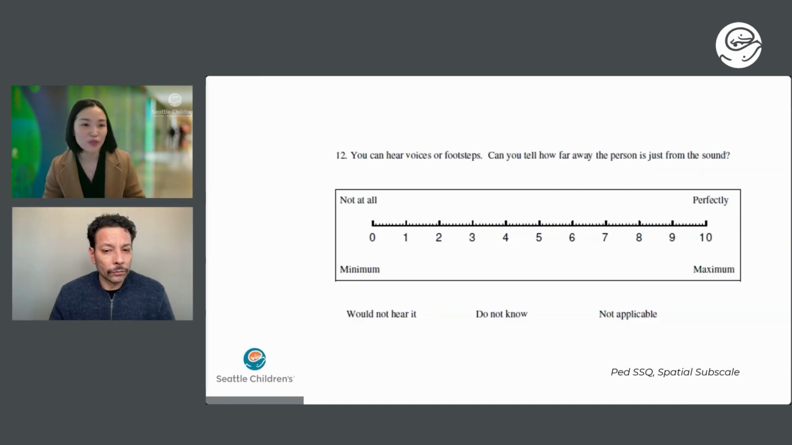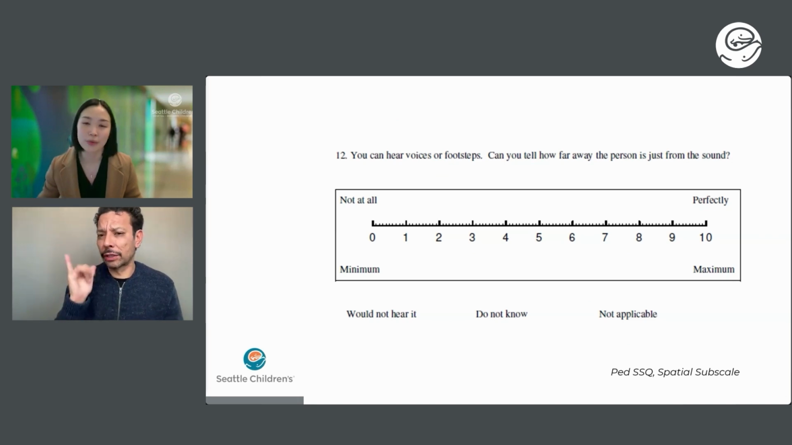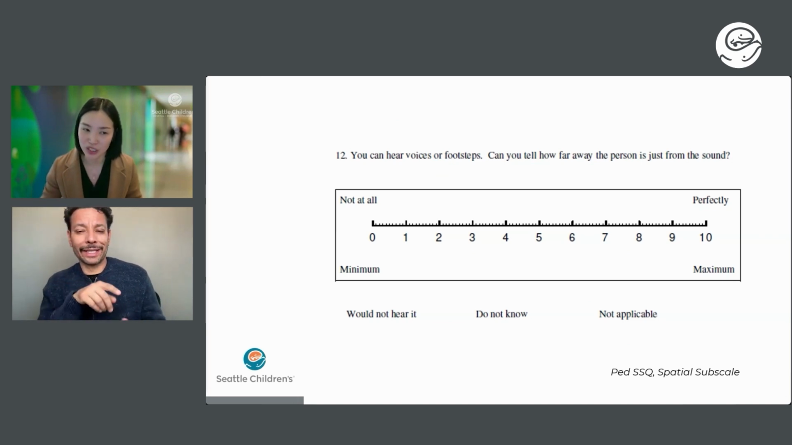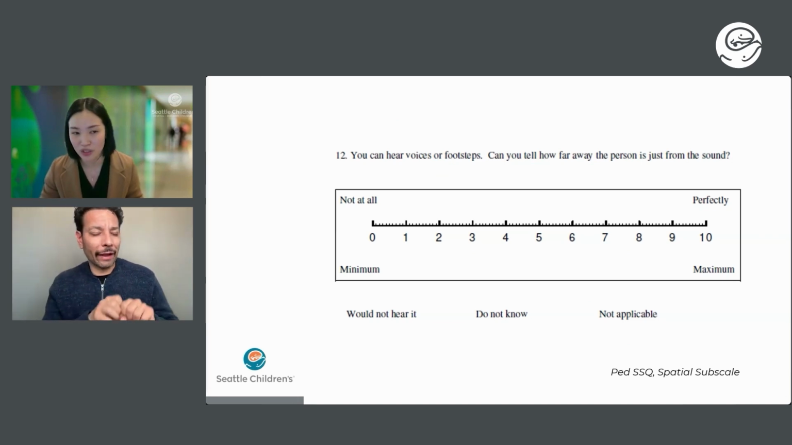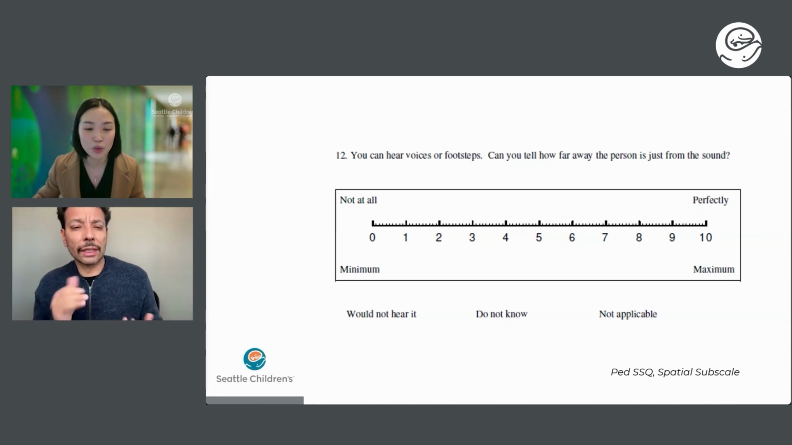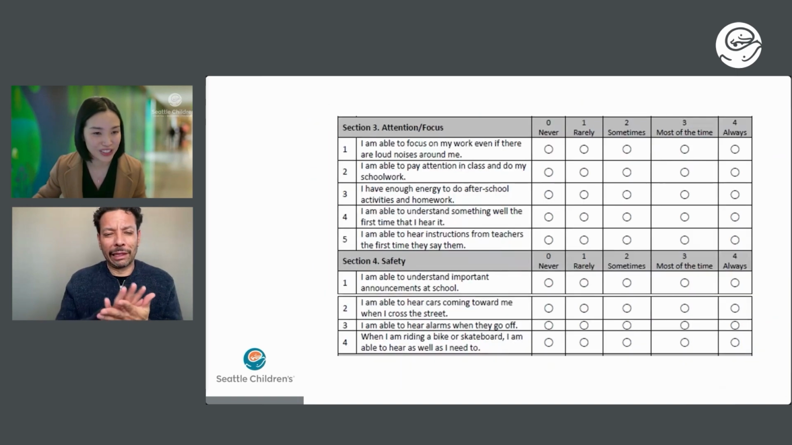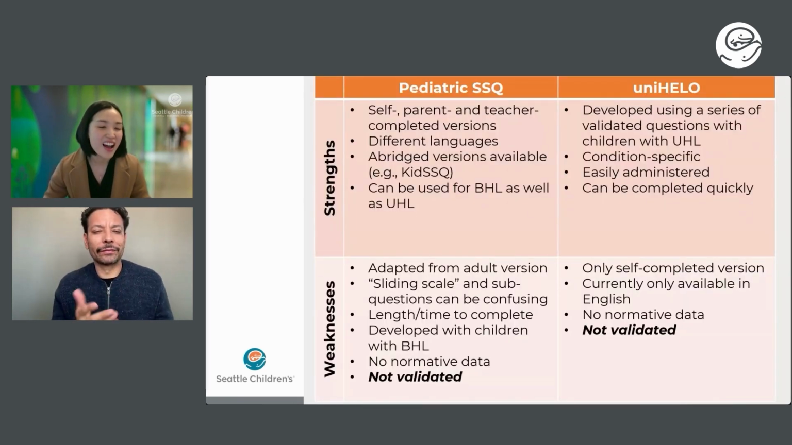This one's good. You can hear voices or footsteps. Can you tell how far away the person is just from the sound? And "would not hear it" is like, well, you already said that I could hear it. So in our study with our population, I had some clarifying questions of, wait, so can I hear it or can I not? I'm confused. So the wording of these questions can be a little bit vague and difficult to answer. Thank you for letting me go back there.